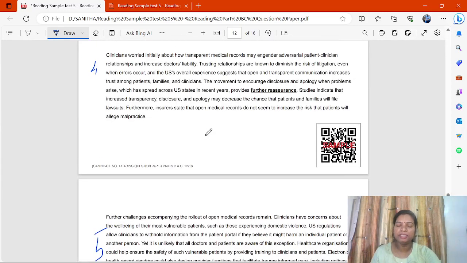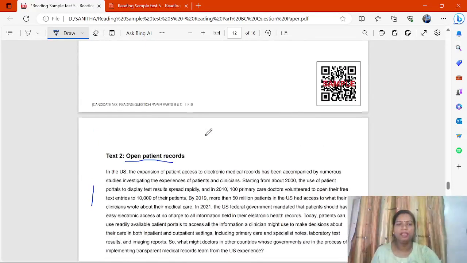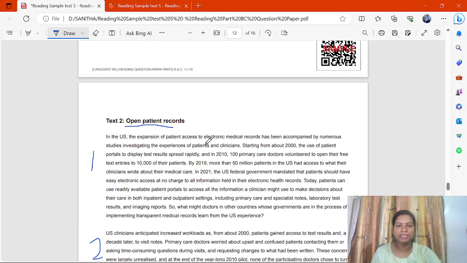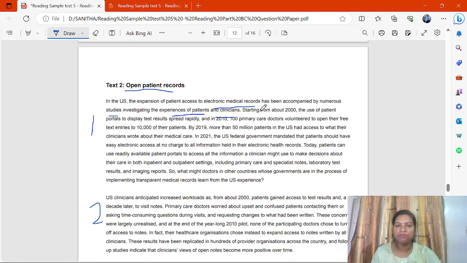Then you come to the passage and you have to read the passage. In the US, the expansion of patient access to electronic medical records, just underline these words, has been accompanied by numerous studies investigating the experience of patients and clinicians. Starting from about 2000, the use of patient portals to display test results spread rapidly, and in 2010, 100 primary care doctors volunteered to open their free text entries to 10,000 of their patients.